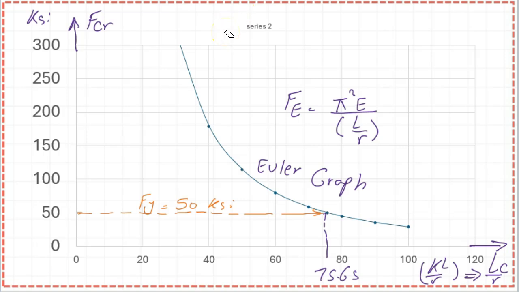We move to the next slide, in which I have used an Excel sheet to draw the Euler graph. I extracted the graph for Fcr from 0 to 300 and divided the major axis into 50s. For Fy equal to 50, and this is the graph, and the x-axis is Lc over r, we can find that for Fy equal to 50, we get a horizontal value very close to 80, which is 75.65.